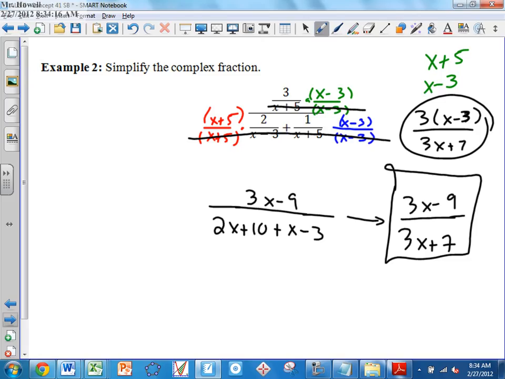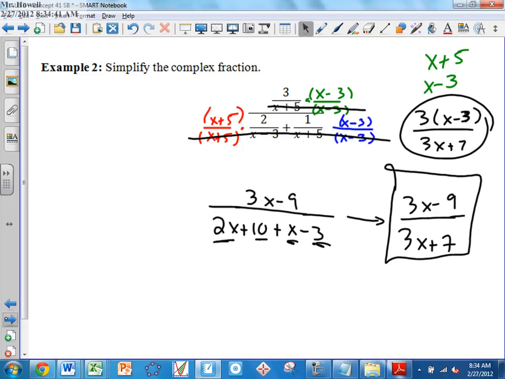2x plus 10 we added to x minus 3, 3x minus 9. Now, John, this is 2x plus x, which gives you 3x. 10 minus 3 gives you 7. Combine like terms. 10 minus 3. Oh. Okay.